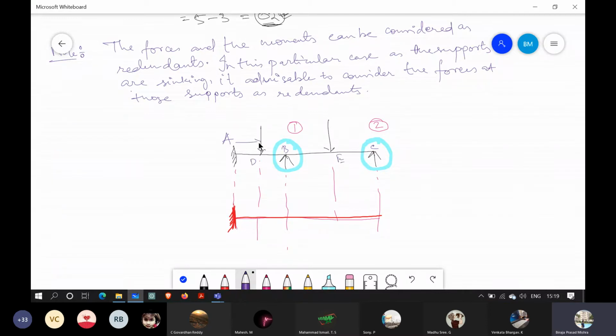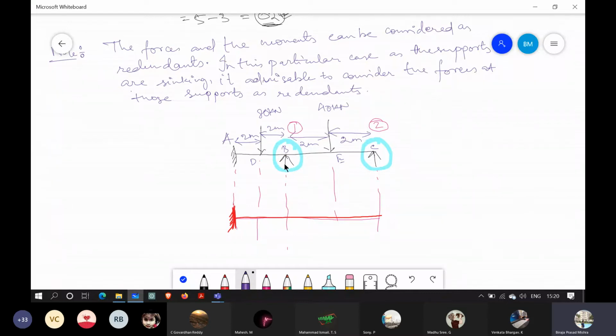The distance from here to here is again 2 meters. From here it is again 2 meters. From here it is 2 meters. From here it is 2 meters. This is 80 kilonewton. This is 40 kilonewton. Okay.